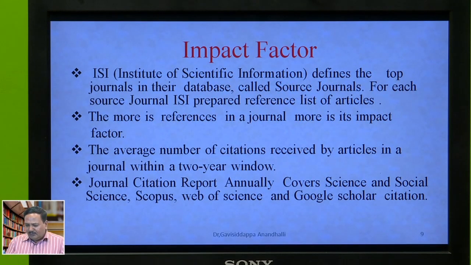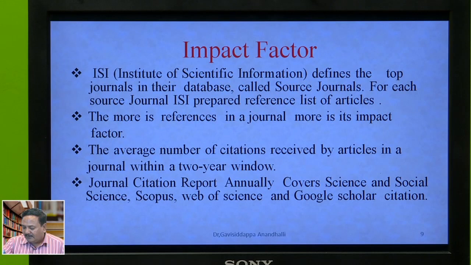The Journal Citation Report annually covers science and social science, Scopus, Web of Science and Google Scholar citations. We can get the impact factors in various ways. The Journal Citation Report annually releases the impact factor of journals indexed in the databases covered under the Social Science Citation Index or the Science Citation Index, which are indexed in the Web of Science. Even Google Scholar citations we can get, and even the Scopus database also publishes this impact factor.